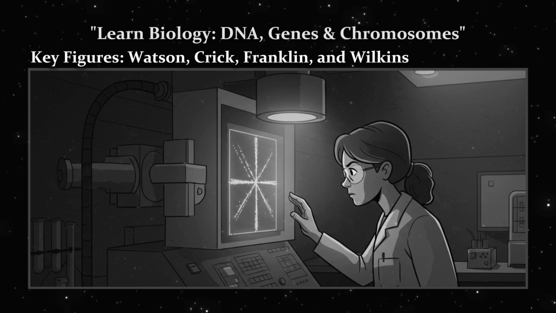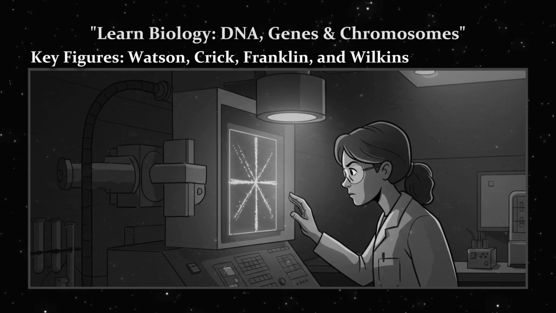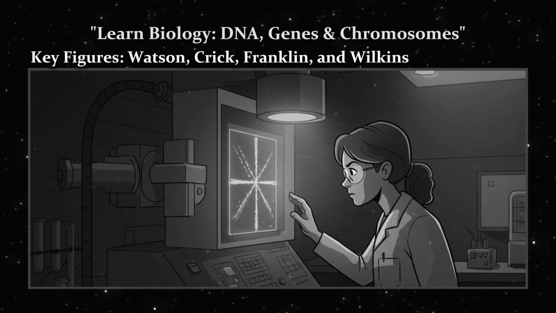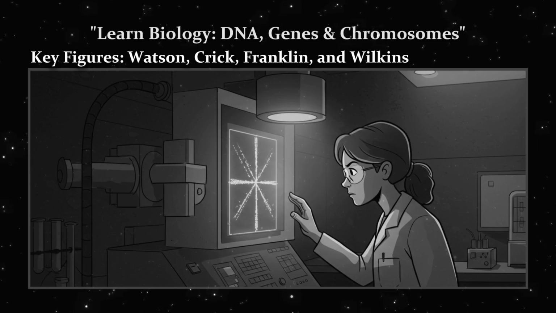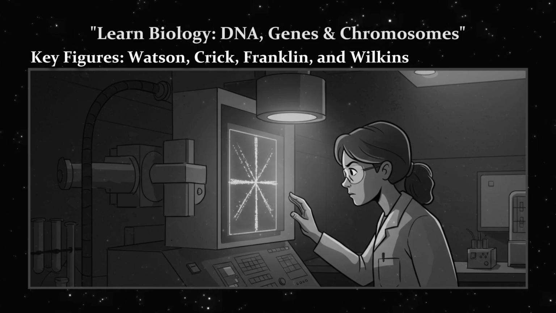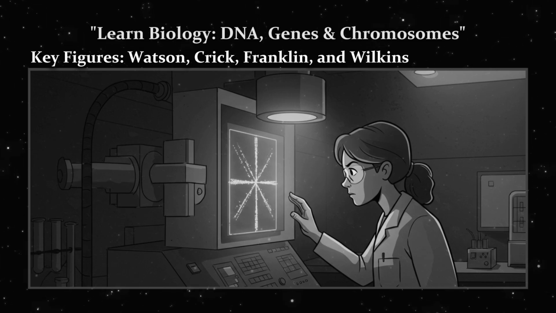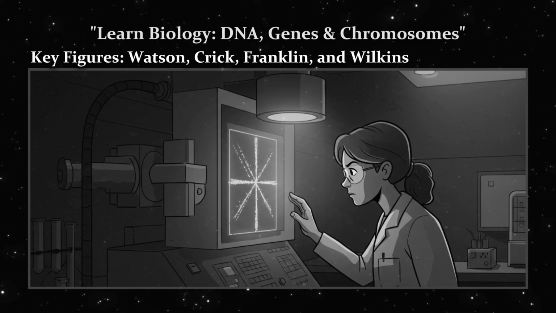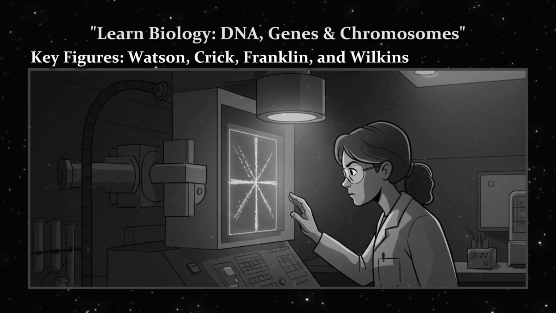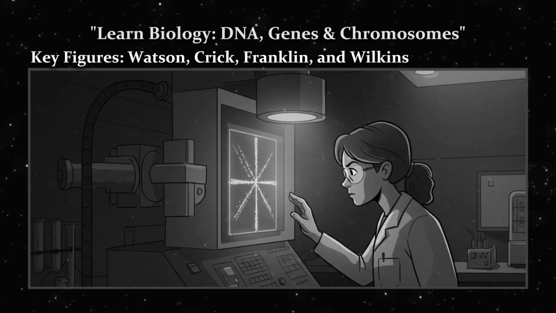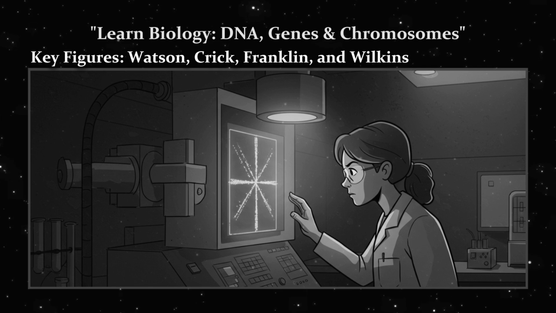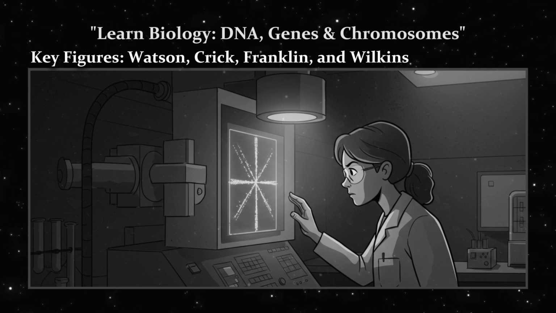The first location is King's College, London. Here, the primary method of investigation was X-ray crystallography. This is a difficult, meticulous, and powerful technique. In essence, a scientist must first coax a molecule, like DNA, to form a pure, ordered crystal. Then, they shine a focused beam of X-rays at that crystal.